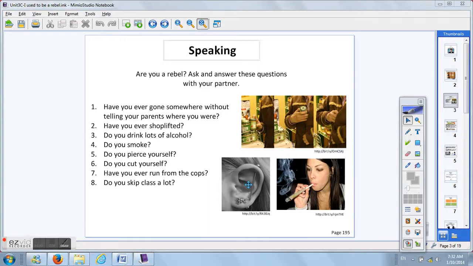Look at the pictures and answer the following questions for yourself. Have you ever gone somewhere without telling your parents where you were? Have you ever shoplifted? Do you drink lots of alcohol? Do you smoke? Do you pierce yourself? Do you cut yourself? Have you ever run from the cops? Do you skip a lot of classes?